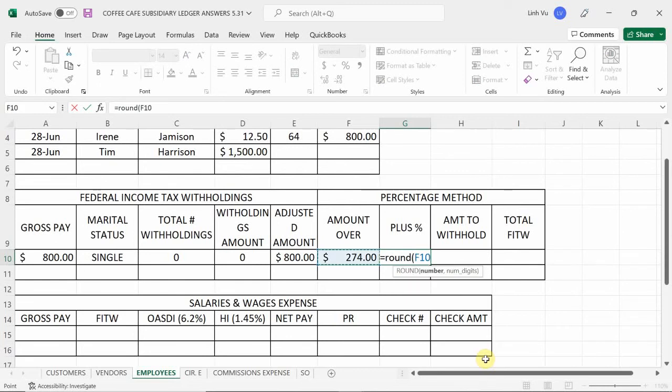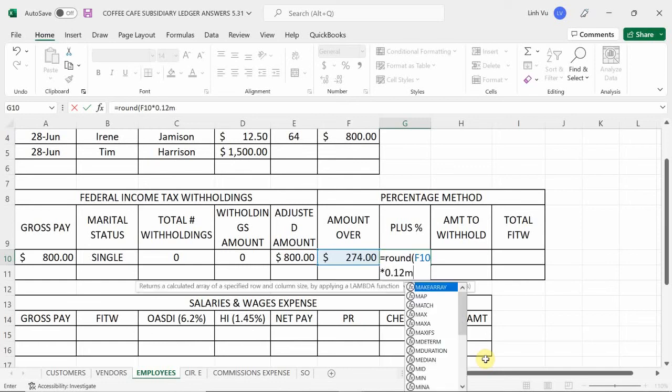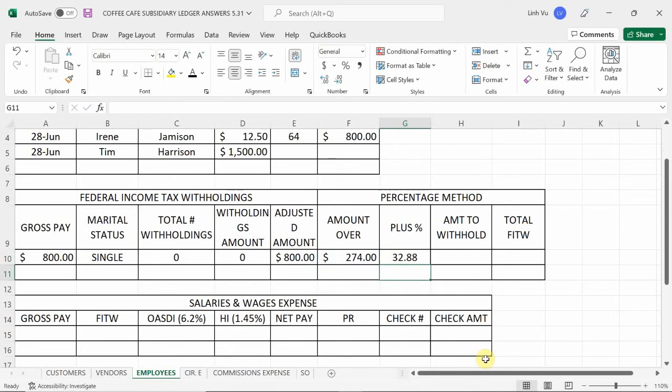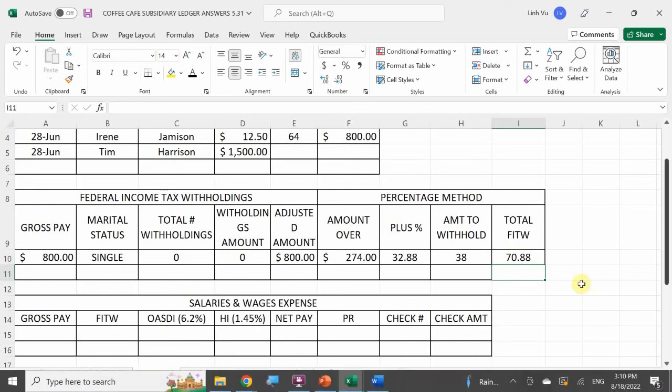She gets taxed $32.88. I'm going to do equal round here. So 274 times that 12% gives me $32.88, plus the total amount to withhold, $38. Plus 38 is going to be $70.88. That's how it's supposed to be. So the amount to totally withhold from her paycheck is $70.88.